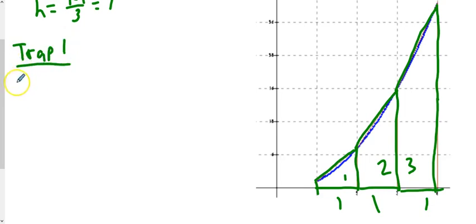The first one, our area is going to equal 1/2 times our height, which is 1, times base 1 plus base 2, which is really f of 1, because we're starting at 1 there, f of 1 plus f of 2.